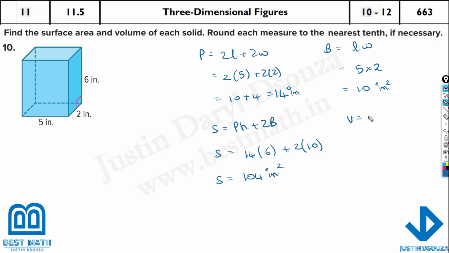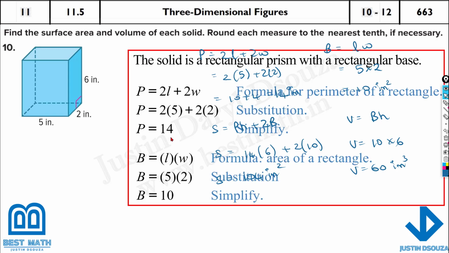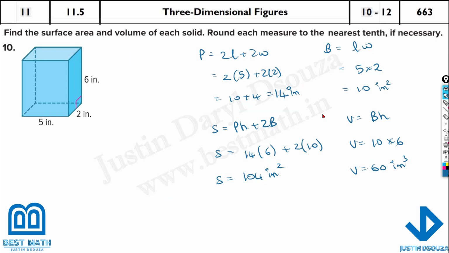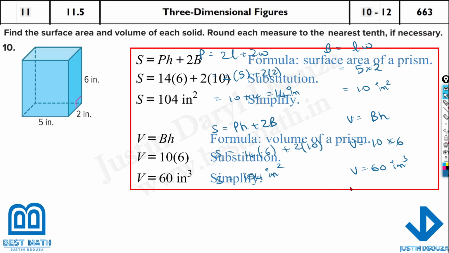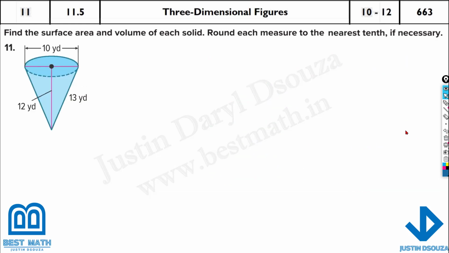What about the volume? Volume is just B and H, which is very simple. B is 10 times 6. It's 60 inches cubed. That's the answer. So here we go. P, B, then we can find the surface area and the volume. P and B are 14 and 10. And then the surface area was 104 inches squared and volume is 60 inches cubed.